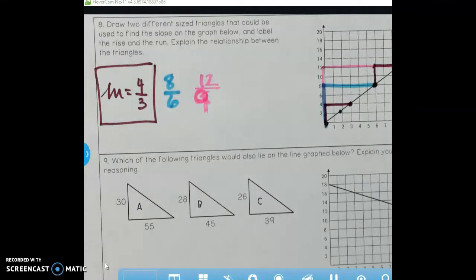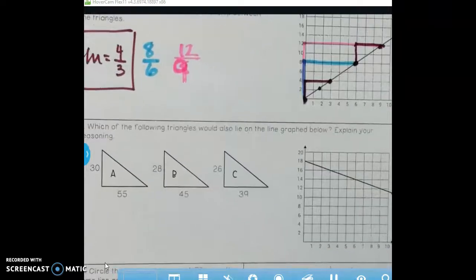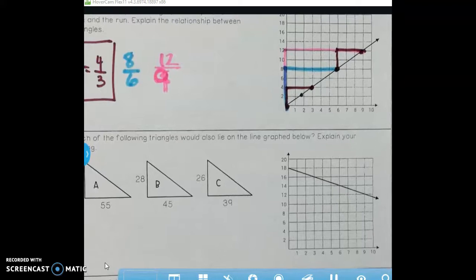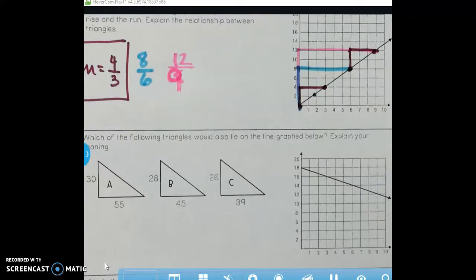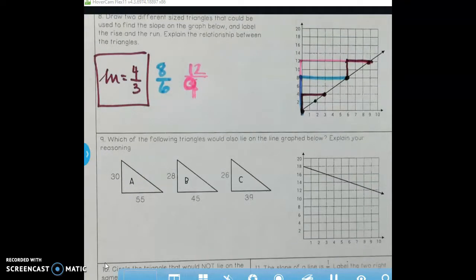All right, question 9 is very similar to the earlier question 7. I like that we still have a good set of numbers that we are working with. Let me zoom out a little bit. It says, which of the following triangles will also fit on this line that you are seeing? So here's the challenge. We cannot plot these triangles right here. So step number 1, we need to find the slope of this graph first and see which of these triangles will reduce to our slope.